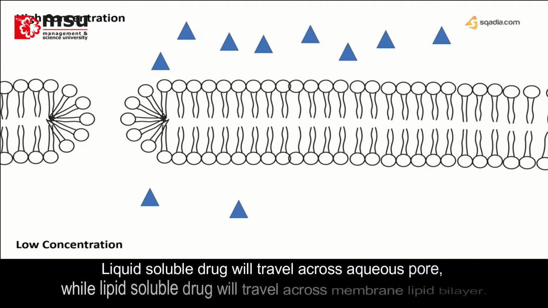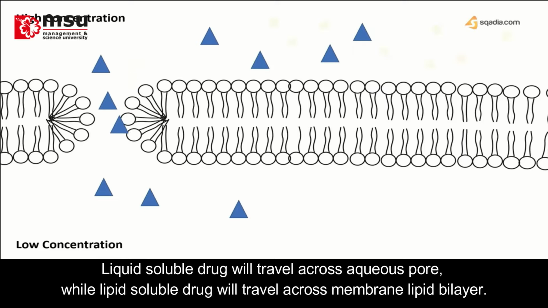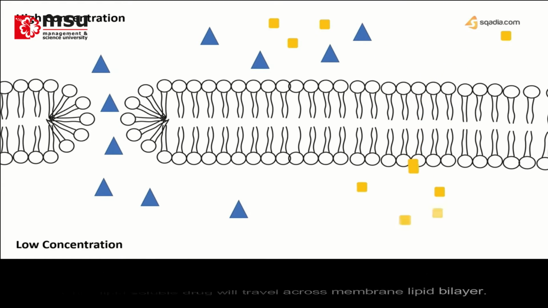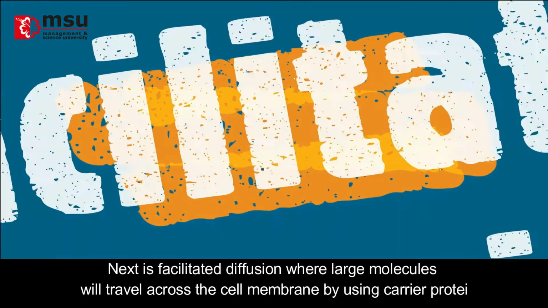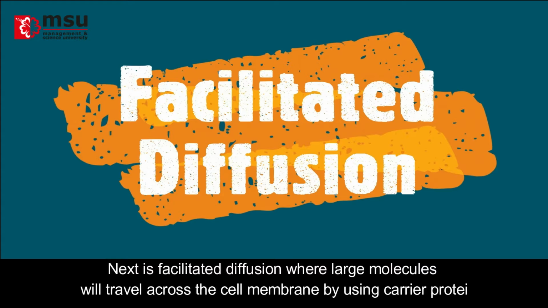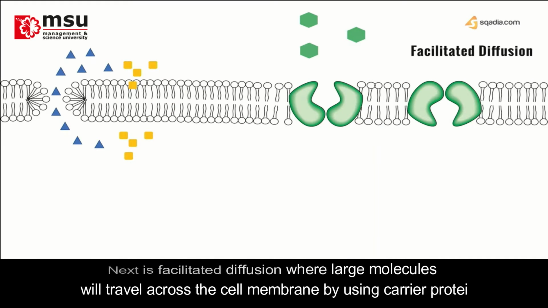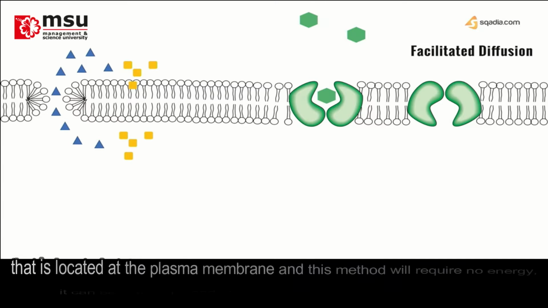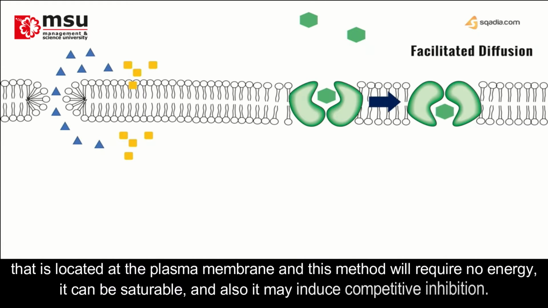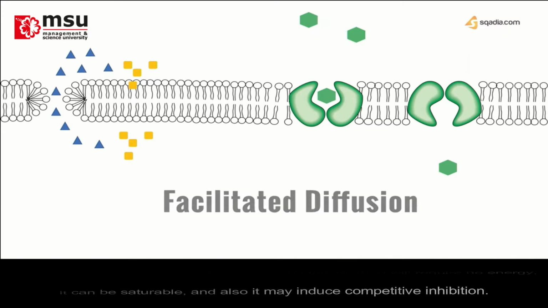Water-soluble drug will travel across aqueous pores, while lipid-soluble drug will travel across the membrane lipid bilayer. Next is facilitated diffusion, where a large molecule will travel across a cell membrane by using a carrier protein that is located at the plasma membrane. This method requires no energy, can be saturable, and may also induce competitive inhibition.